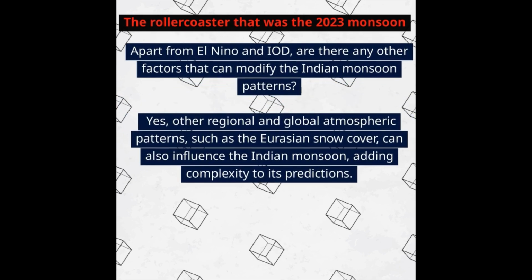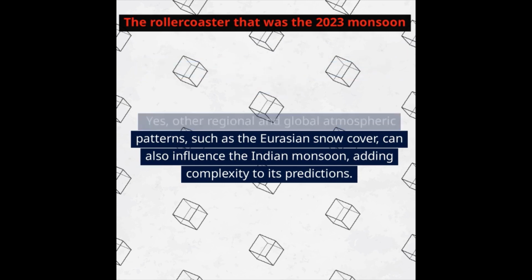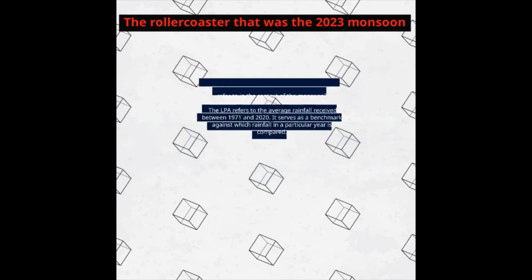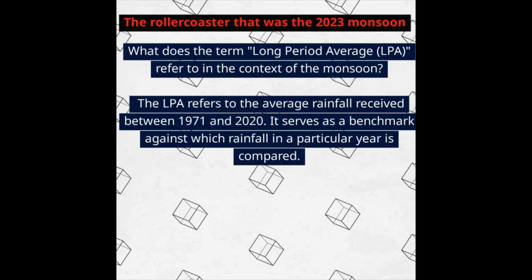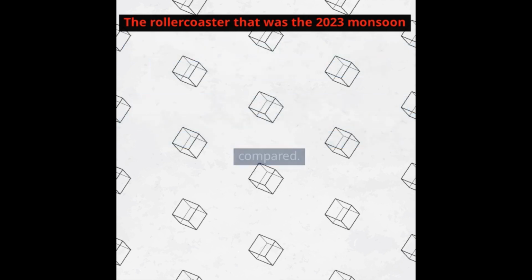Apart from El Niño and IOD, are there any other factors that can modify the Indian monsoon patterns? Yes, other regional and global atmospheric patterns, such as the Eurasian snow cover, can also influence the Indian monsoon, adding complexity to its predictions. What does the term long period average (LPA) refer to in the context of the monsoon? The LPA refers to the average rainfall received between 1971 and 2020. It serves as a benchmark against which rainfall in a particular year is compared.